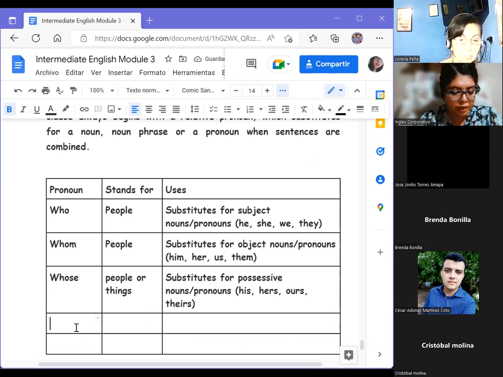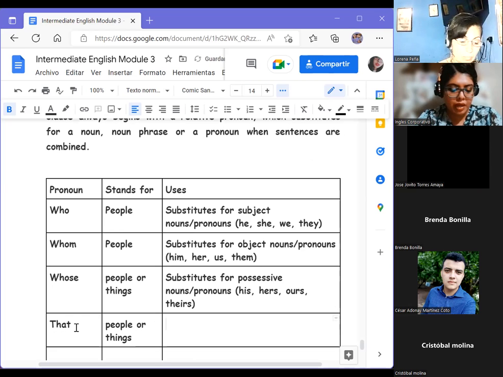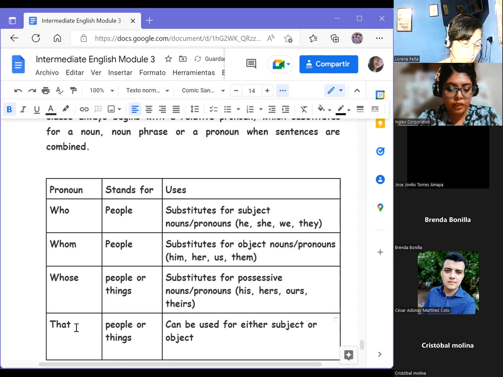Then we have number four, that, and it stands for people or things. And we have here that it can be used for either subject or object. And also, it can only be used in restrictive relative clauses. But we are going to see what the restrictive relative clauses are later.